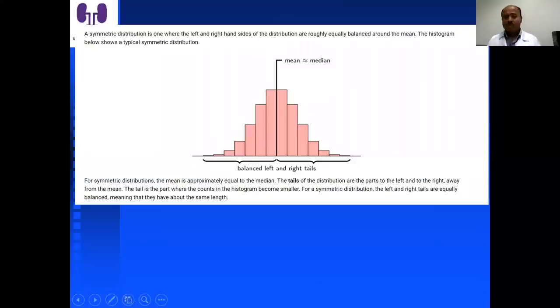The last point I'm going to explain to you is the symmetrical and asymmetrical distribution of the data. If mean equals median, you'll find the right tail and left tail are equal. So this side and this side are equal. So for a symmetrical distribution, the mean is approximately equal to the median. The tails, the right direction and the left direction, are the same. The tail is the part where the counts in the histogram become smaller, away from the mean. For a symmetric distribution, the left and right tails are equally balanced, meaning that they have about the same length.